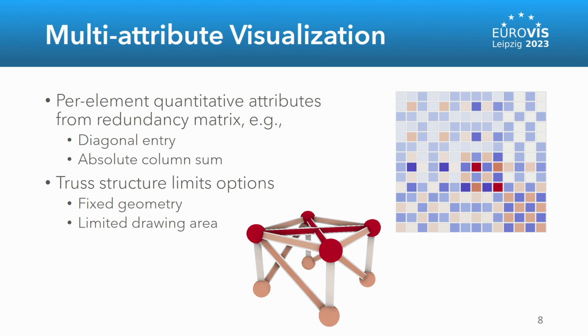mapped to color. When rendering multiple attributes directly on the structure at the same time, we are faced with two challenges. First, the geometry of the structure is fixed and can only be changed to a very limited degree. Second, the available drawing area is very limited as the edges are generally rendered fairly thin.